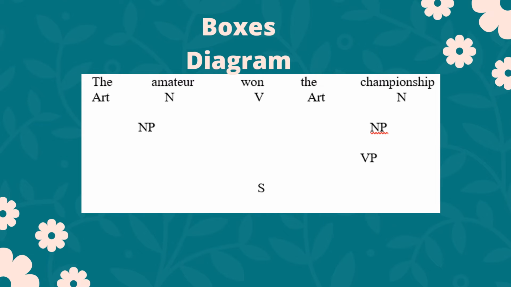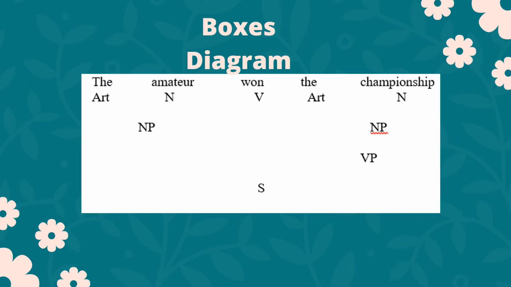Okay, now we go to the box diagram. It is different from the previous one. In the previous one, we break down the larger form, the sentence, into detail, but here we break down the sentence directly to detail. As you see here, the as article, amateur as noun, won as the verb, the as article, and championship as noun.